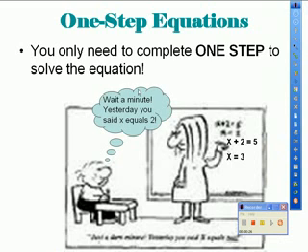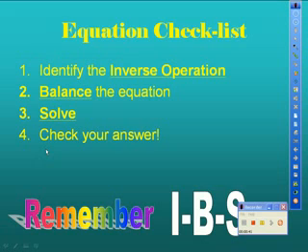For one-step equations, they are so simple because you only need to complete one step to solve the equation. Now, before we begin our practice with one-step equations, it is important that we take a look at an equation checklist. These are 3 steps that will help us solve for one variable in linear equations. We want to remember the acronym IBS.